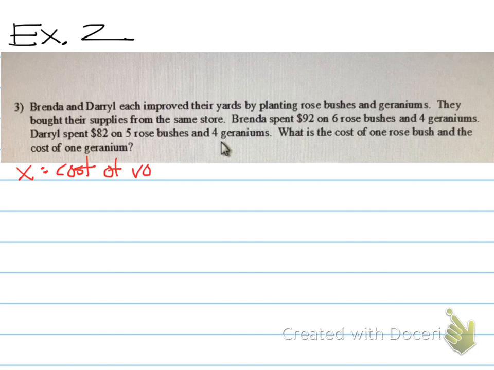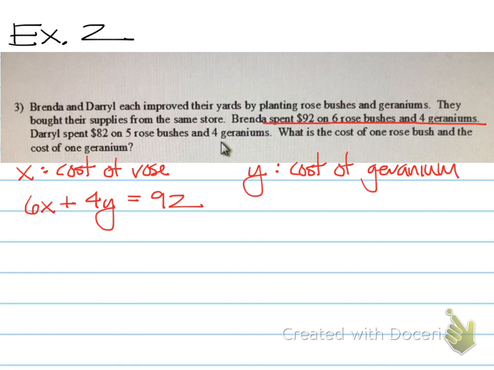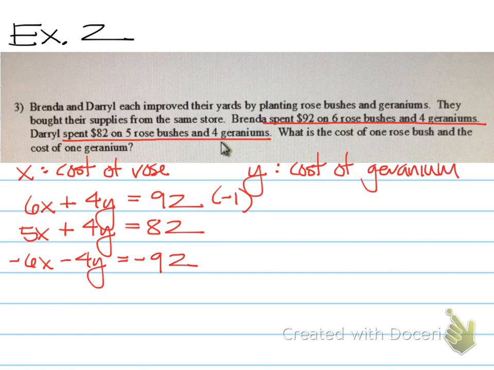So define your variables. I'm going to let X be the cost of a rose and Y be the cost of geraniums. Using that third sentence, we should have 6 times the cost of a rose, X, plus 4 times the cost of a geranium, Y, equals 92. And then the next sentence, 5 times X plus 4 times Y equals 82. And it would be easiest to eliminate the Y's because all we have to do is multiply one of the equations by -1. When we do that and then add up the equations, we get -x equals -10, so positive x equals 10.